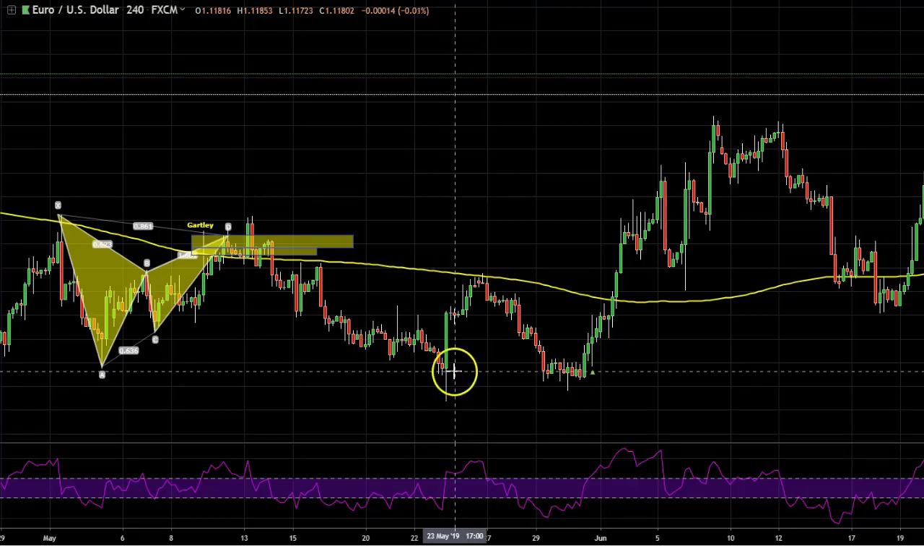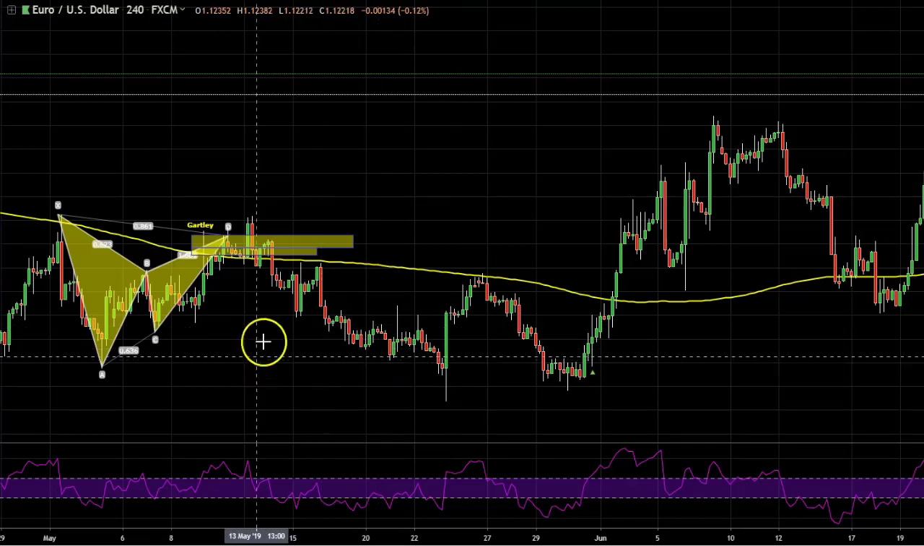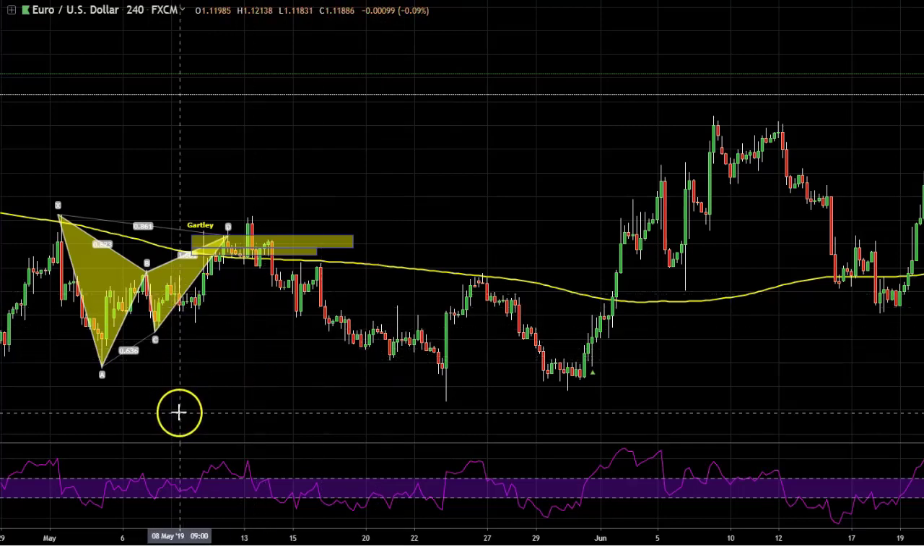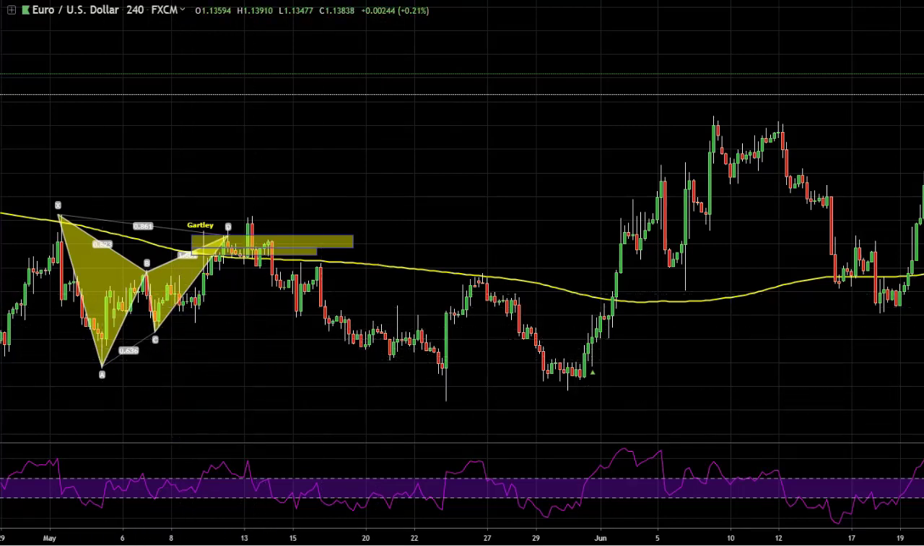So how do we come up with these measurements? Bryce Gilmore and Scott Carney ascribed specific Fibonacci measurements to harmonic patterns, and they allow us to now know exactly where the price should be reversing. Okay, so how do we apply these measurements to create a harmonic pattern?